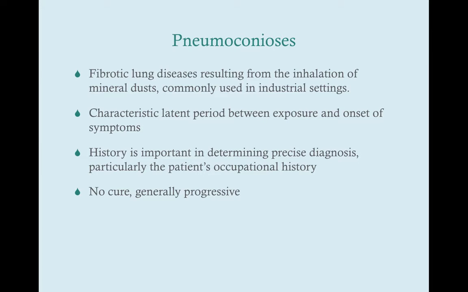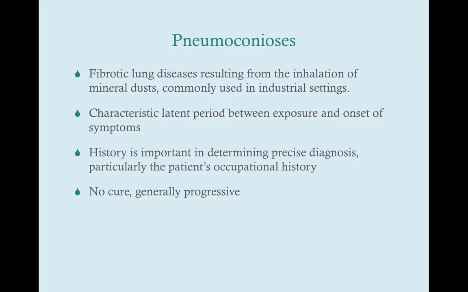So let's first start with the pneumoconioses. Pneumoconioses are fibrotic lung diseases. They fit the category of interstitial lung diseases, which result from the inhalation of mineral dusts, so inorganic material, commonly used in industrial settings. Getting that occupational history is going to be really important, because if you know that the patient was a coal worker or worked construction, then that's going to help you with your differential.